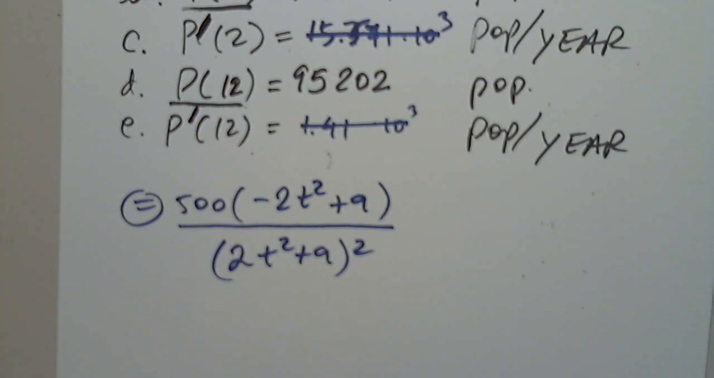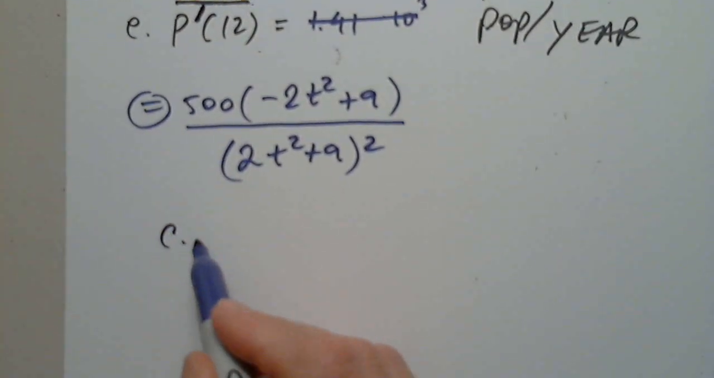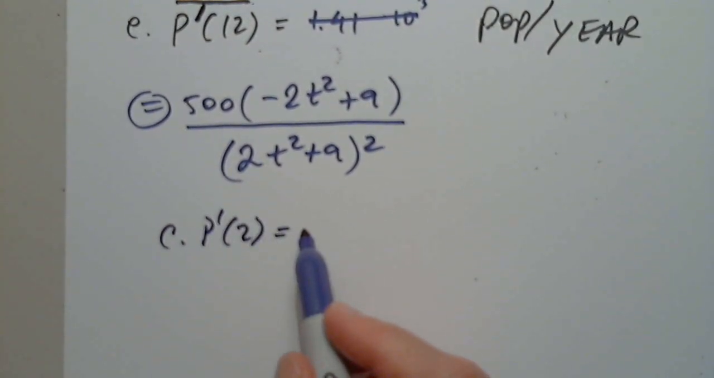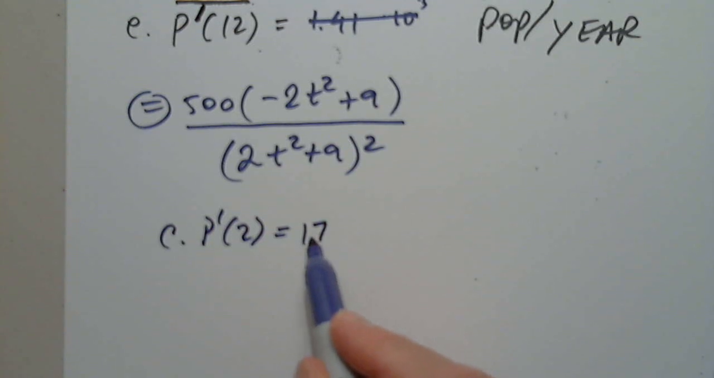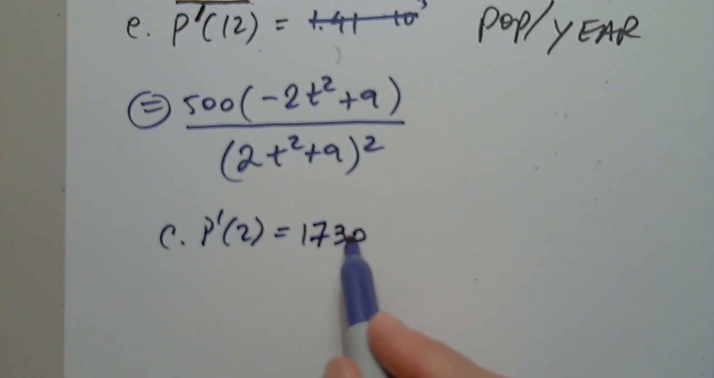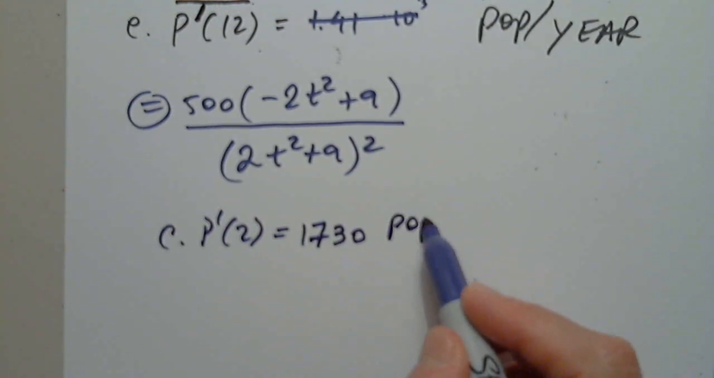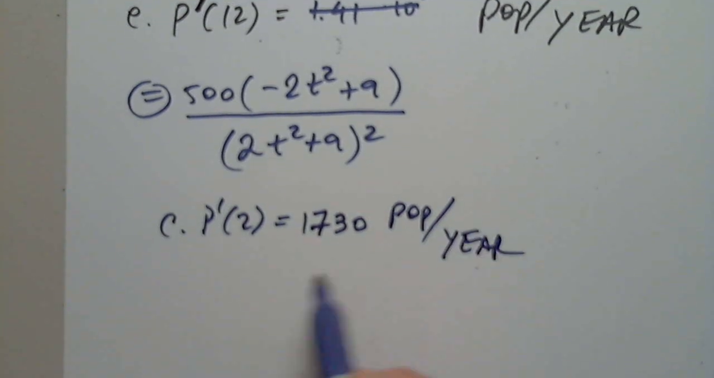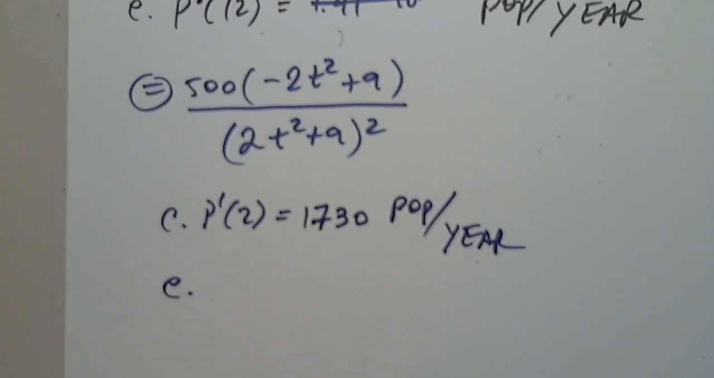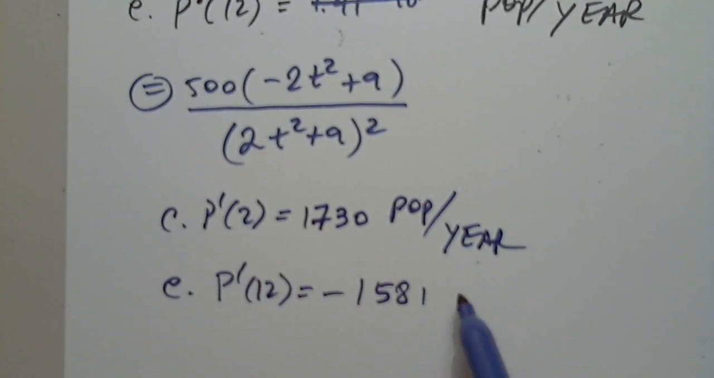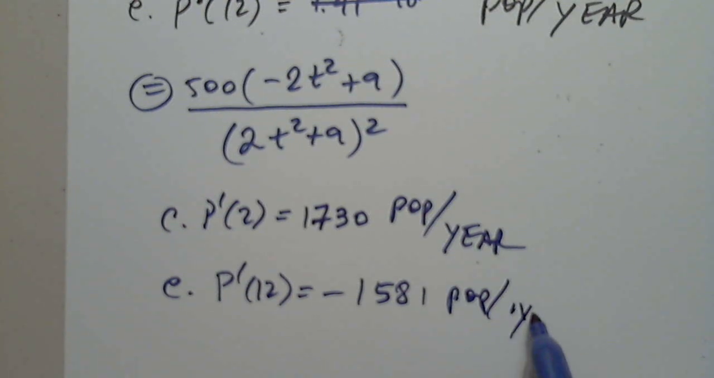But P prime, so part C, P prime of 2 is 1730 population per year. And then E, what is E? All of a sudden, P prime of 12 is negative 1,581 population per year. Okay. Now it's okay.